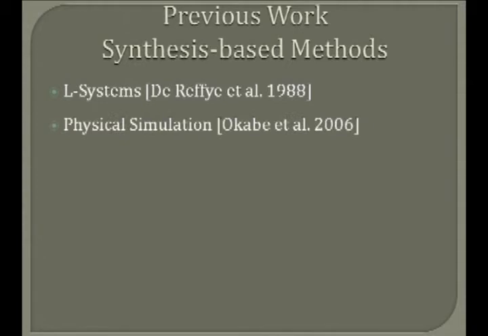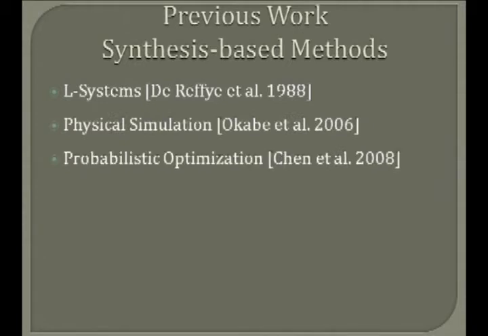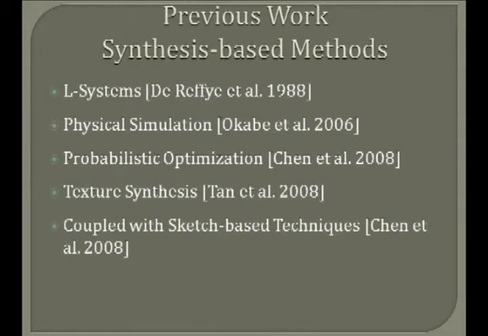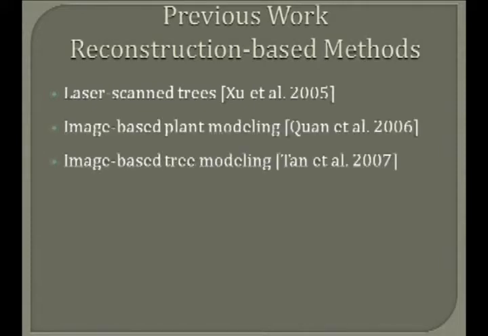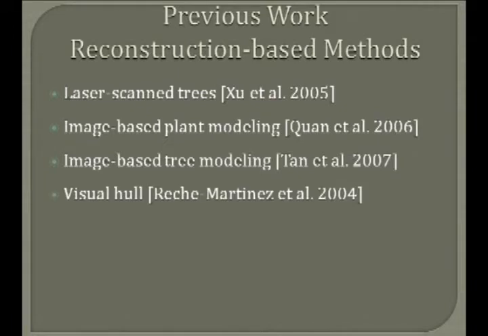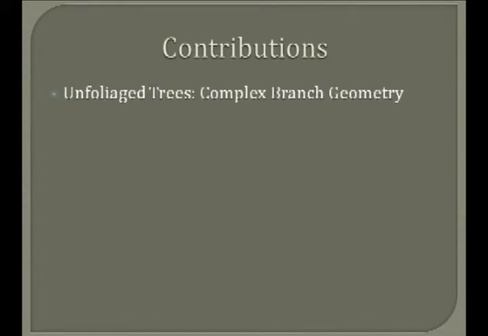Synthesis-based methods generate tree geometry using botanic rules, physical simulations, probabilistic optimization, or texture synthesis, and are often guided by user sketches. They focus on generating realistic-looking trees rather than real trees. Reconstruction-based methods rely on 3D scanners or a dense set of images to faithfully recover the tree geometry. The visual hull approach uses fewer images but can only recover rough tree geometry. Our method, in contrast, can recover complex branch geometry of unfoliaged 3D trees using only a few images.